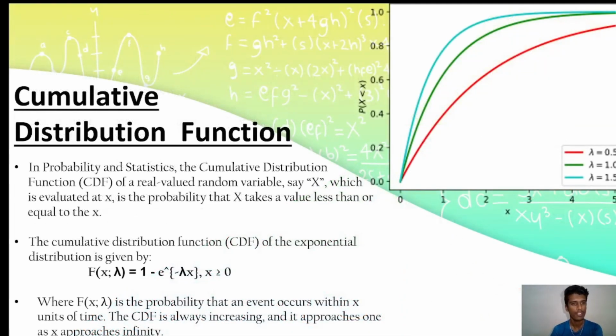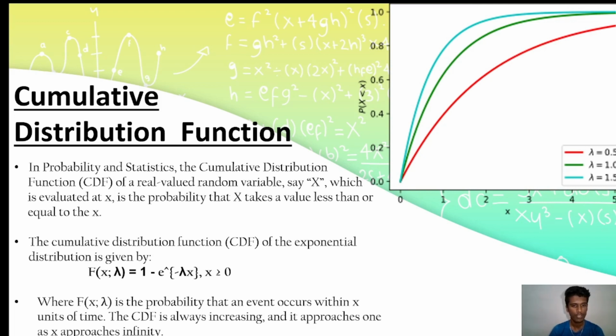Next, we're gonna see cumulative distribution functions. In probability and statistics, the cumulative distribution function, CDF, of a real valued random variable X, evaluated at x, is the probability that X takes a value less than or equal to x. In the cumulative distribution function, we take the value x, which will be equal to 0 or less than 0. Meaning we're gonna get a negative value because the x value will be less than 0.